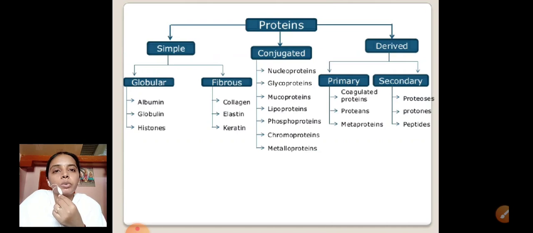Examples for globular protein are albumin, globulin and histone. The simple proteins are classified into globular and fibrous. The globular proteins involve albumin, globulin and histones, whereas the fibrous involve collagen, elastin and keratin. The conjugated proteins involve nucleoprotein, glycoprotein, mucoprotein, lipoprotein, phosphoprotein, chromoprotein and metalloprotein. The derived proteins involve primary and secondary. Primary includes coagulated proteins, proteans and metaproteins. Secondary includes proteoses, peptones and peptides.